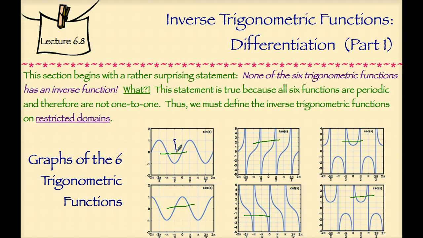For example, what if we just took this section of the sine graph from negative pi over 2 to pi over 2? Then in that section, you can see that the graph passes the horizontal line test. Or what if we took this section of the cosine graph from 0 to pi? You can see in that section, the graph does pass the horizontal line test. Or perhaps here for the tangent function, what if we took the section from negative pi over 2 to pi over 2? Again, we have a section that would pass the horizontal line test. Therefore, with restricted domains, we can define inverse trigonometric functions.